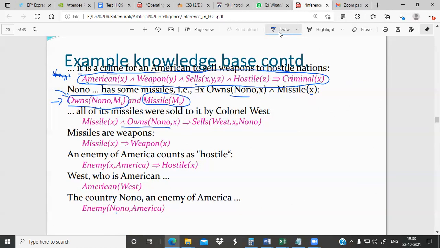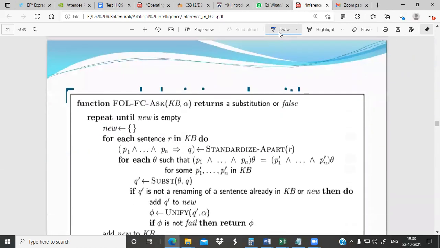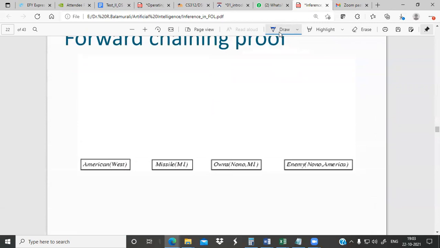Now as they are in definite clause or Horn clause format, we can take the individual atomic sentences, build upon them, and keep inferring until we reach a point where we cannot infer further. That's what we are going to do. So first we are taking these statements. Initially it is American of X, and missile of Y, and Nono owns Y. And Nono is the enemy of America, or X is the enemy of America.